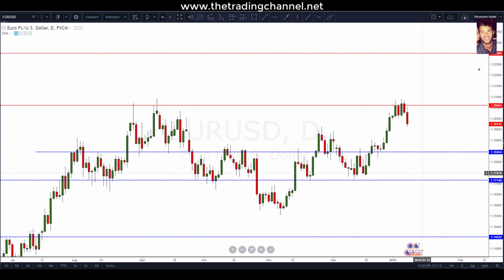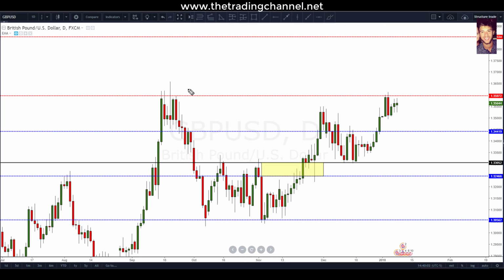Let's go ahead and move on to our next pair, pound dollar. Last week, the pound dollar was coming up to this previous level of resistance. We thought this might be a level where the market would push down from because of this standalone level of resistance back here around 1.3597. That's exactly what this market did.